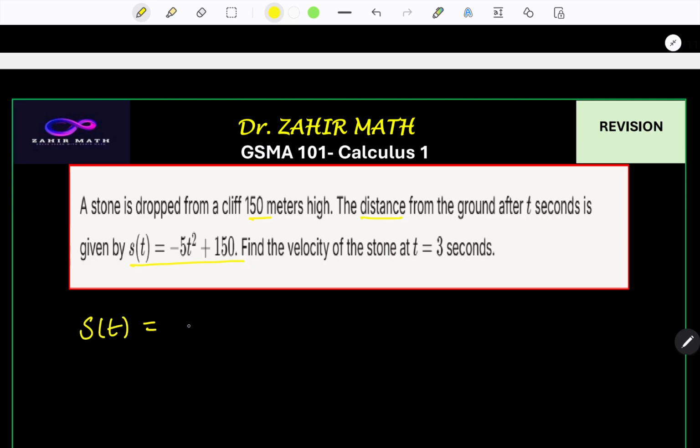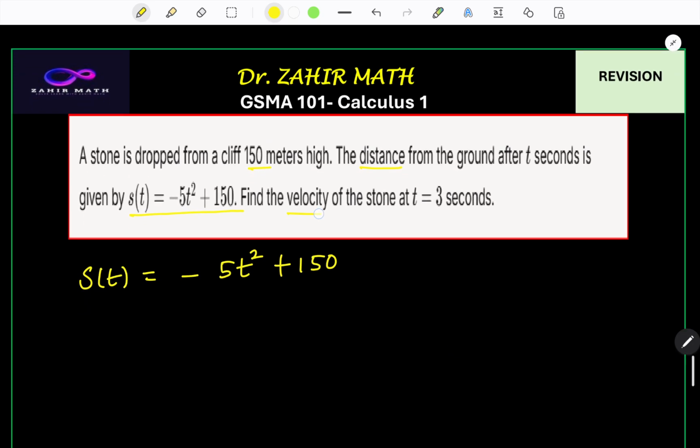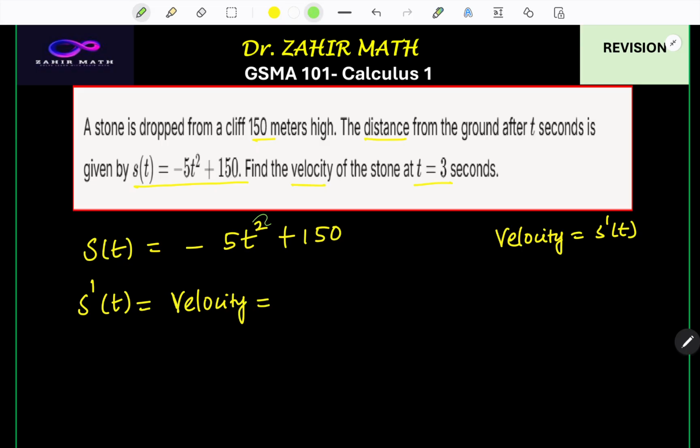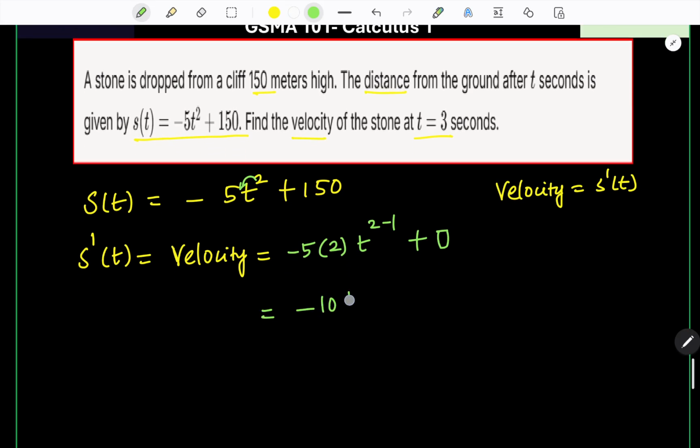So s of t is equal to minus 5t square plus 150. What is the question? They are asking velocity at t is equal to 3. So what do you mean by velocity? Velocity means you are going to take the derivative of the distance. So s dash of t is equal to velocity, right? Which is equal to the derivative of this. So what's the derivative of this one? Minus 5, 2 comes here, so 2t to the power of 2 minus 1, plus 150 derivative is 0. So this equals minus 10t, since t to the power of 2 minus 1 is t power 1.